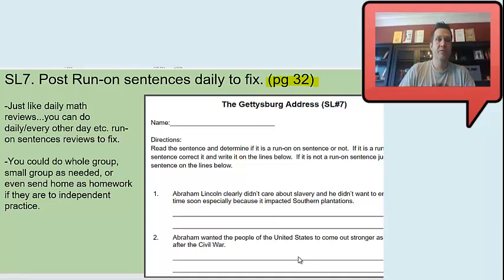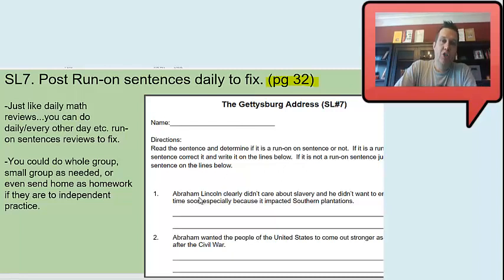We're trying to have some sort of daily review. That's really what this one is. So SL7 is really about posting run-on sentences daily and having kids fix those run-on sentences. So just like those daily math reviews, we're posting these things.